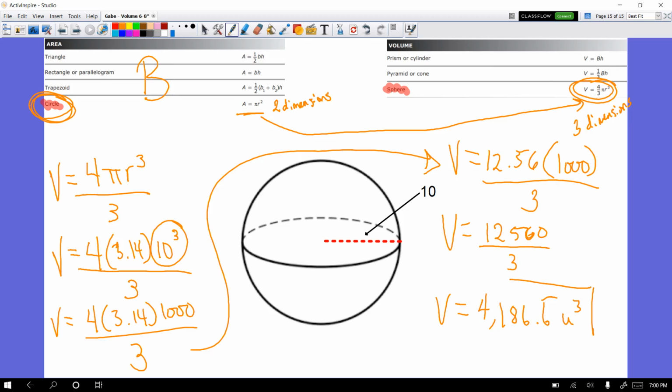Cubic units. And the 6 was repeating. It should have been repeating on your calculator. If it wasn't, you made a mistake.